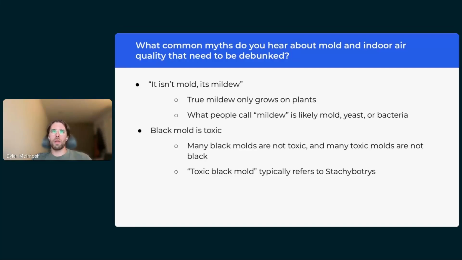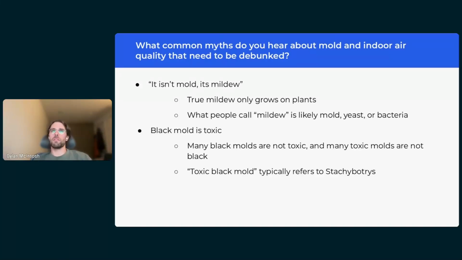What you may be calling mildew is likely either mold, yeast, or bacteria, some sort of microbial growth that may be superficial and easily cleaned. When you have that pink discoloration on a shower curtain that doesn't get cleaned often, that's a yeast buildup that can be cleaned with household cleaners. It's not necessarily a mold issue that needs to be remediated by professionals. So a lot of the times those are used interchangeably.